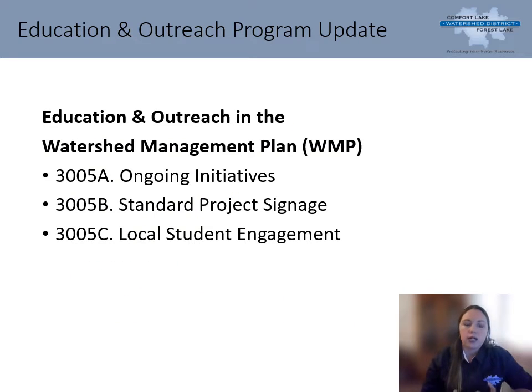In order to accomplish this purpose and meet the specific goals for the program that we have outlined in our Watershed Management Plan, the Education and Outreach Program is divided into three categories: 3005A, Ongoing Initiatives; 3005B, Standard Project Signage; and 3005C, Local Student Engagement. To really dig into what the Education and Outreach Program has been up to over the years, I want to take a minute and touch on some of the specifics for each of these three categories.